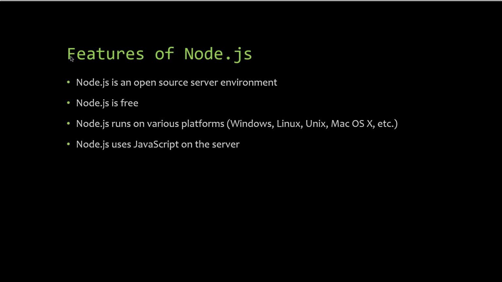And what are the features of node.js? As you can see, it is an open source server environment. It means that you can view its source code, and it is also free. You don't have to pay those organizations which distribute node.js, because it is free and open source and you can modify it as well. And node.js runs on various platforms. It means that node.js is cross platform. It runs on Windows, Linux, Unix, Mac OS, and you can run it on various devices, or whatever it is.